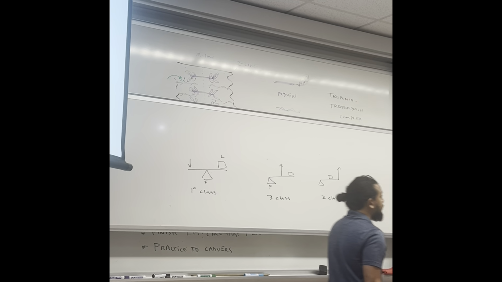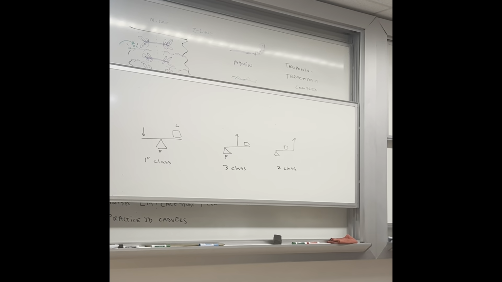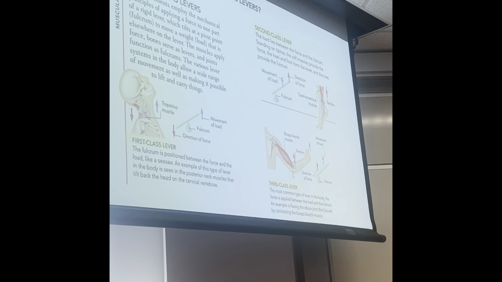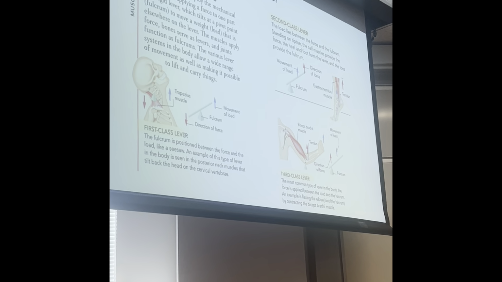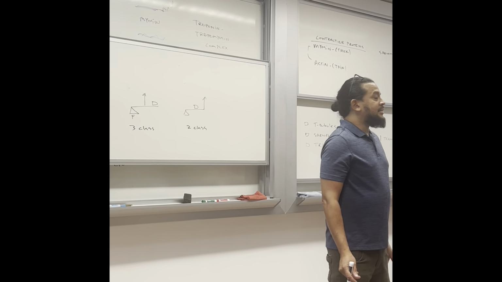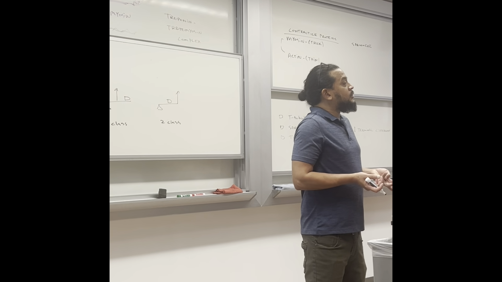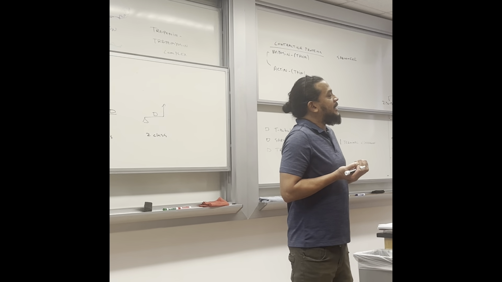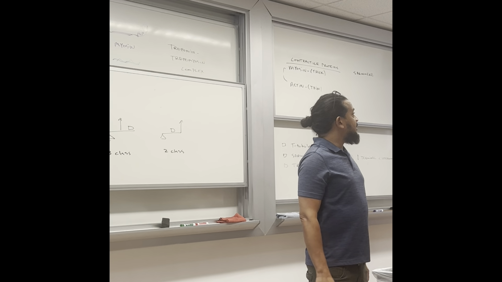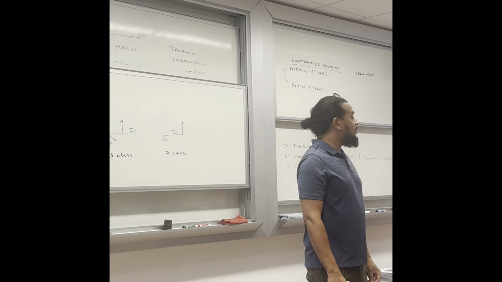An example of a second class lever is how your calves pull on the calcaneal bone so that you can stand on your tiptoes. Here, your tiptoes are the fulcrum. The load is in the middle, that's the calcaneal bone, and the force being applied is coming from the calf. So standing on your tiptoes is an example of a second class lever.